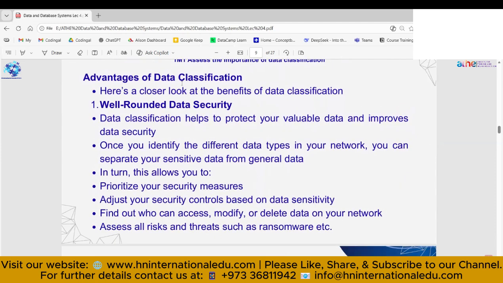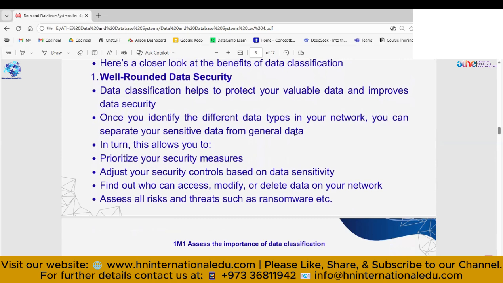So what are the advantages of data classification? The first one is well-rounded data security. Data classification helps to protect your valuable data and improves data security. Once you identify the different data types in your network, you can separate your sensitive data from general data. Your sensitive data can be made available only to yourself, and the general data can be made available to your employees or the public, for example.